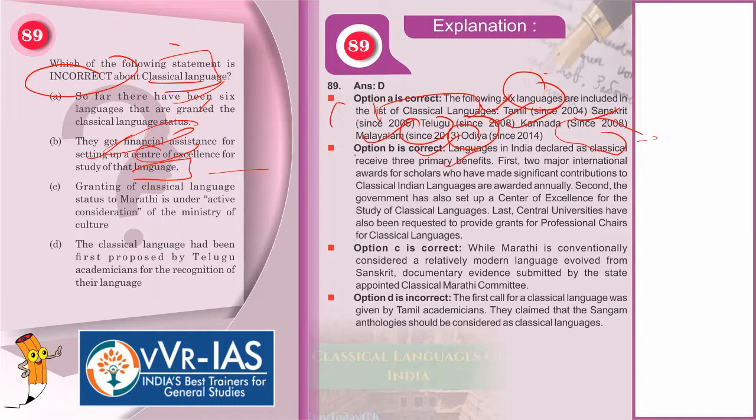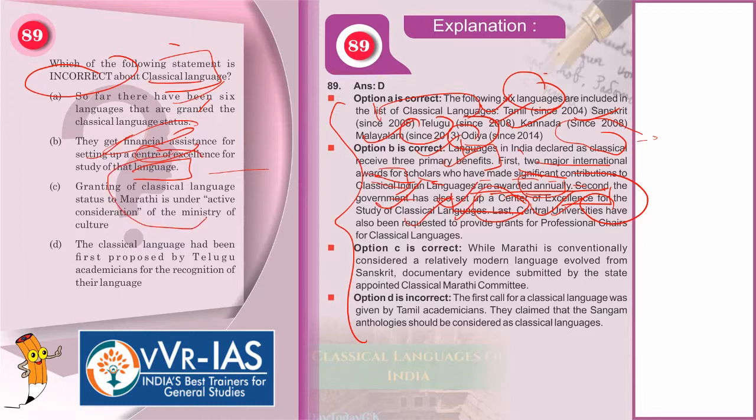Now this is very important. So just know it. The first benefit is 2 major international awards for scholars who have made significant contribution to classical Indian languages, awarded annually. So what is the first? 2 major international awards. Second is the government has also set up a center of excellence for the study of classical languages. And the third is the central universities have been requested to provide grants for professional chairs for classical language.